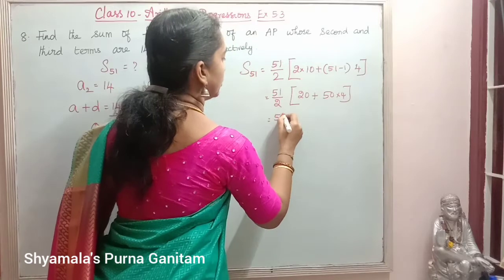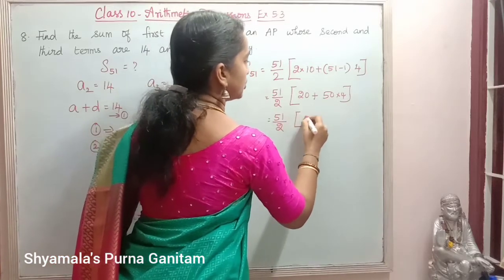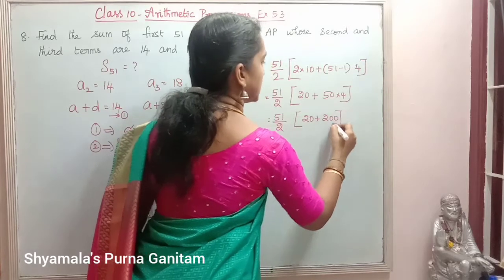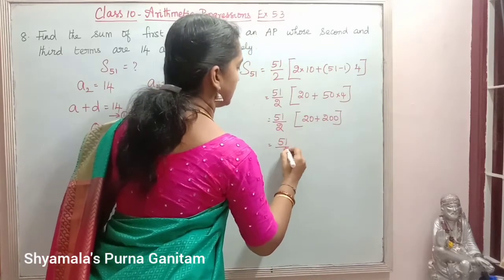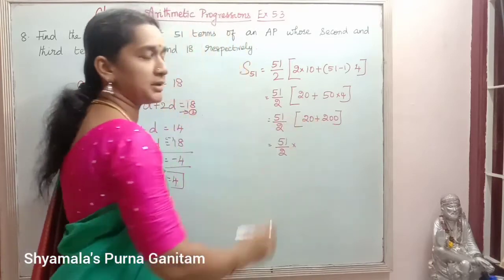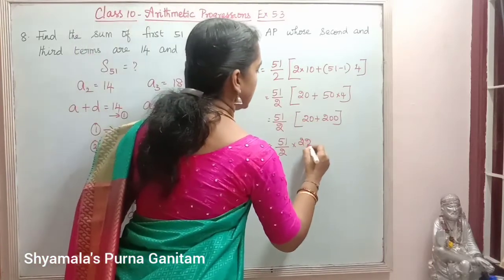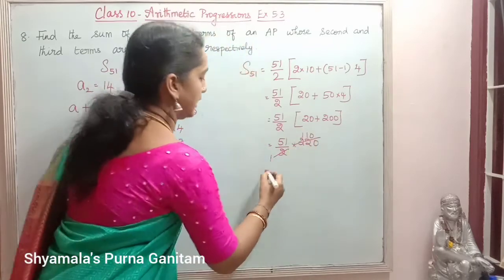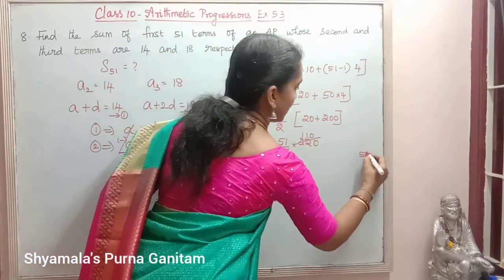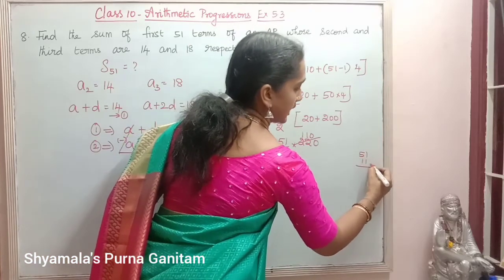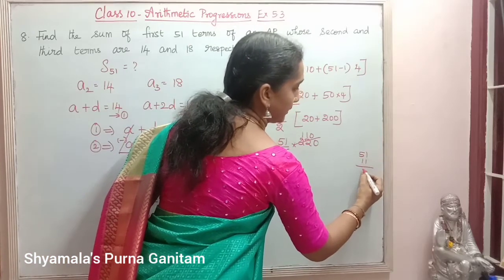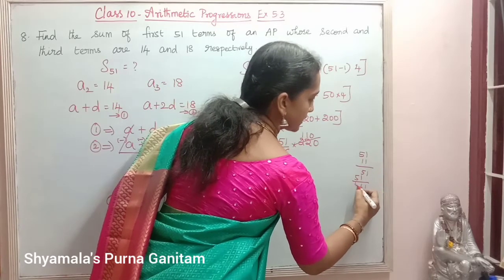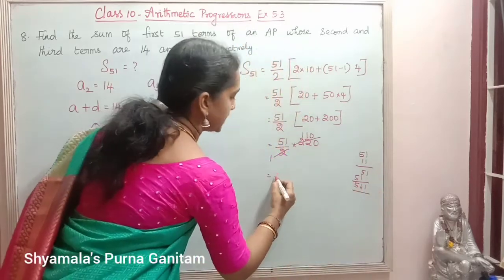So this is equal to 51 by 2 into 20 plus 50 into 4, which is 200. So 51 by 2 into 200 plus 20 is 220. When we simplify this, 2 into 110. So we need to multiply 51 and 110. If we multiply 51 by 11, we get 561, so 5610.